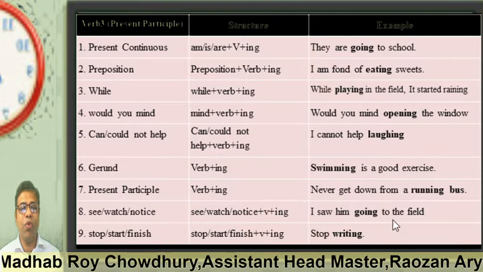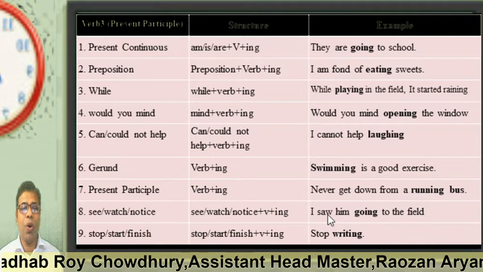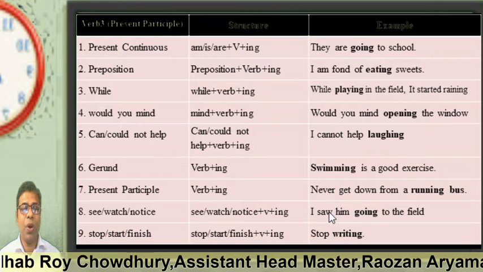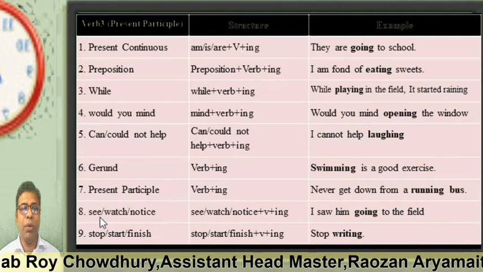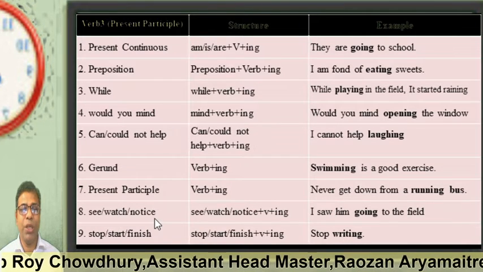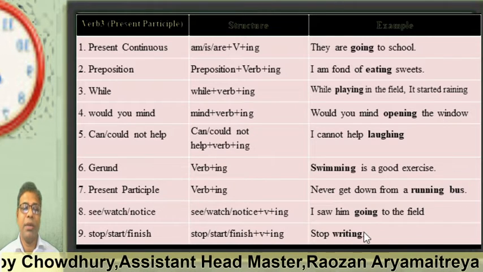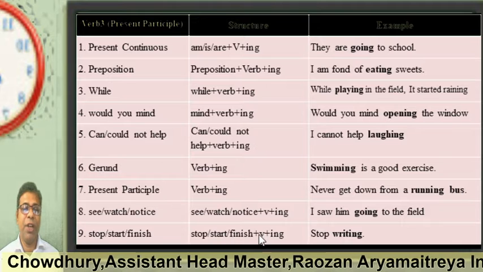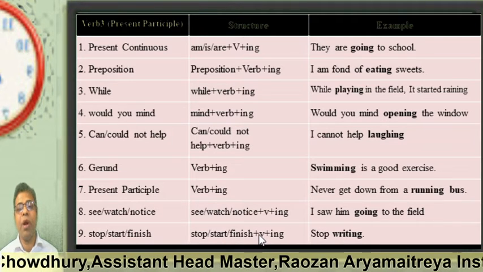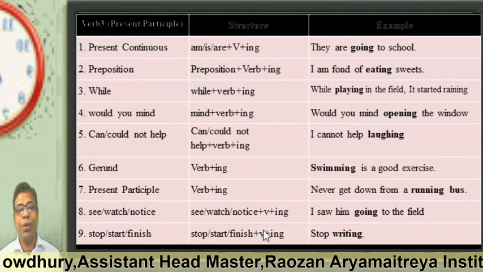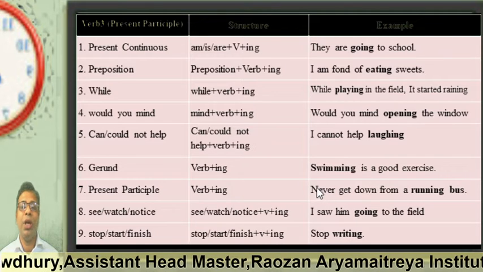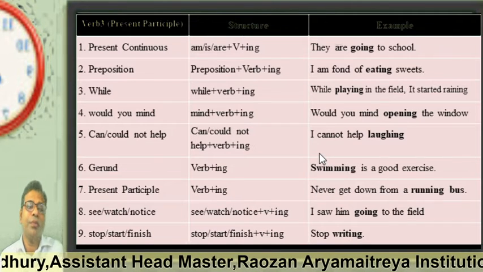I saw him going to the field. After "saw," here is the note: see, watch, notice. After these verbs, we need to use the ing form. Stop writing. Stop, start, finish. After this kind of verb, you need to use the ing form.